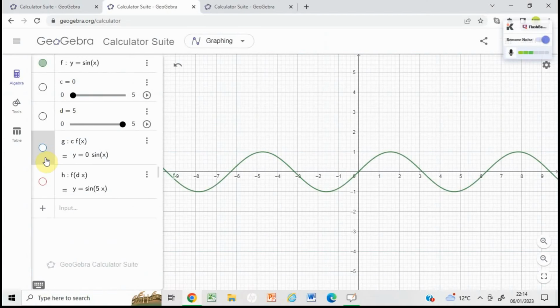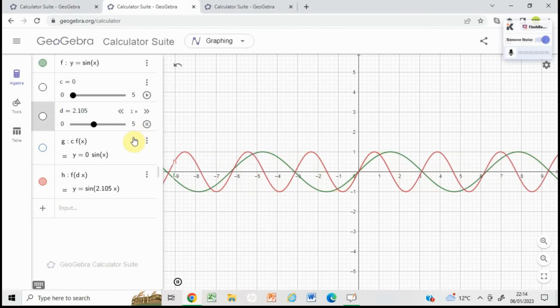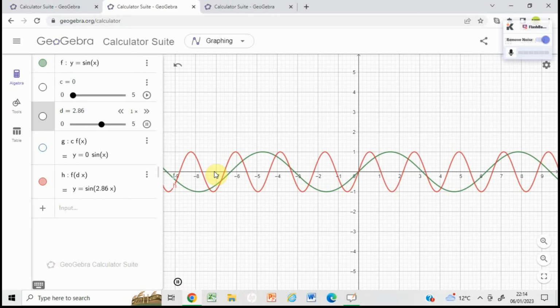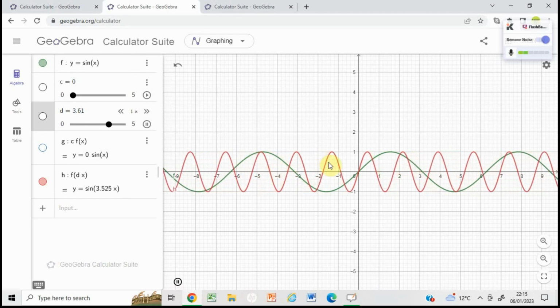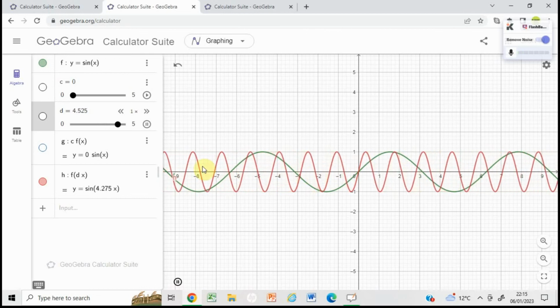Let's have a look. Now again, we're looking at the green graph, which is our original graph, y equals sine x. We're going to transform it using f of d of x. This is what it'll look like. We can see as the value of d increases, the more wavelengths of the graph, it's being squashed in from the left and the right. So we can see more wavelengths of the graph. It gets squeezed in and squeezed in and squeezed in.